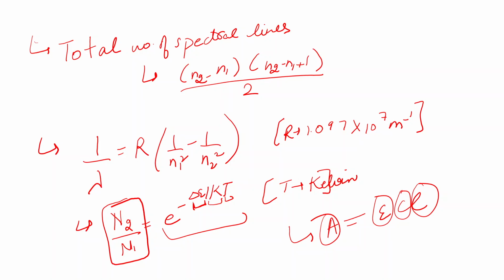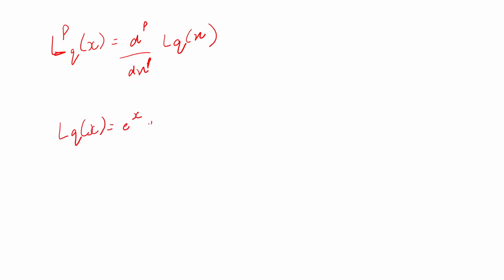Now we will solve one question about the Laguerre polynomial. How to calculate the Laguerre polynomial? We know that the Laguerre polynomial L_q^p(x) equals d^p by dx^p of L_q(x). L_q(x) equals e^x d^q by dx^q of e^(-x) x^q. And you should remember p equals 2l plus 1, q equals n plus l.